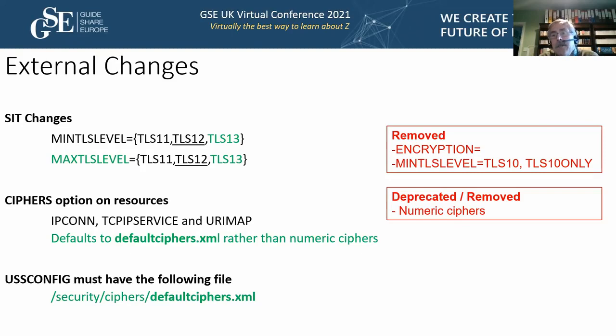Because encryption is a really old piece of technology, the highest level of TLS support in the encryption SIT parameter is TLS 1.0. We've now, rather than deprecated, removed that SIT parameter. So in order to use TLS, you have to code, or allow to default, the minimum TLS level. We've also introduced a maximum TLS level. The reason for this is that the migration to TLS 1.3 is a little difficult.